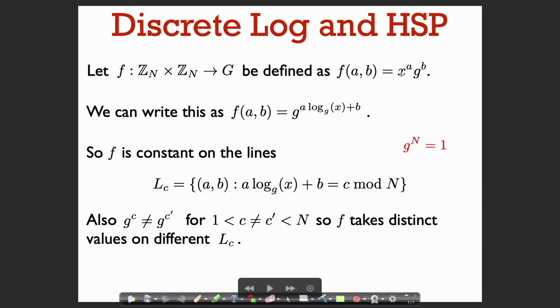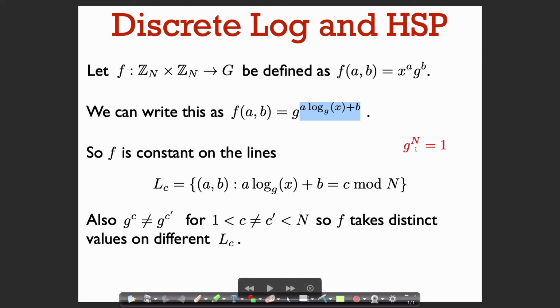Okay, so that means that x to the A times g to the B is just g to the power A times log base g of x plus B. So in particular, f is going to be constant when this exponent takes on the same value modulo n. Why modulo n?